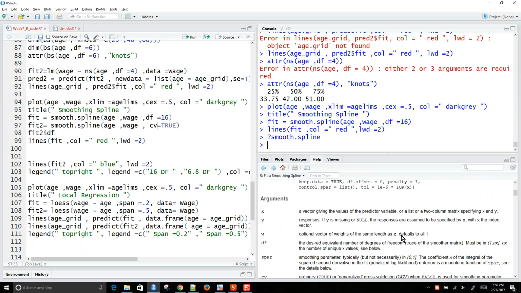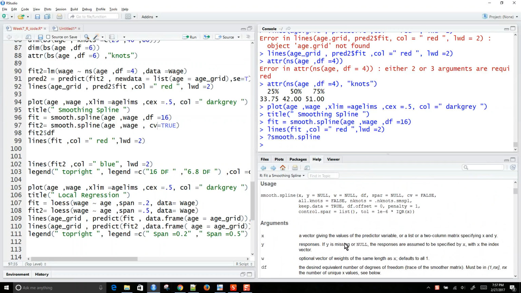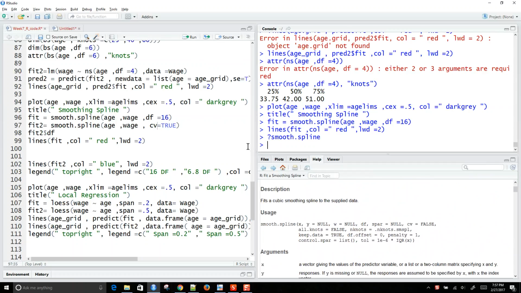Okay, and so maybe we can see the difference here. If we look at it, the red is a little bit more wiggly, and the blue is smoother, as far as smoothing splines go, and it has fewer degrees of freedom if we look at that.